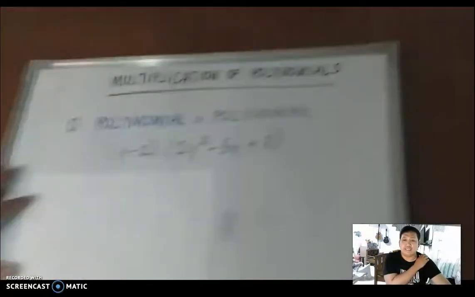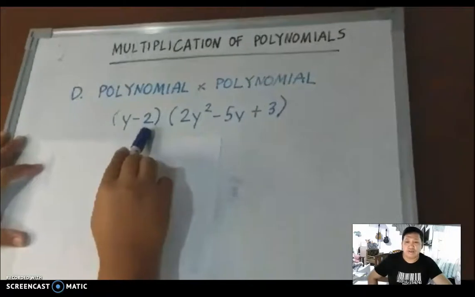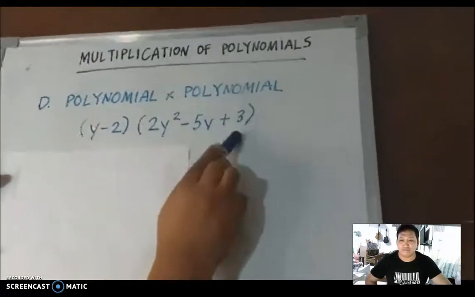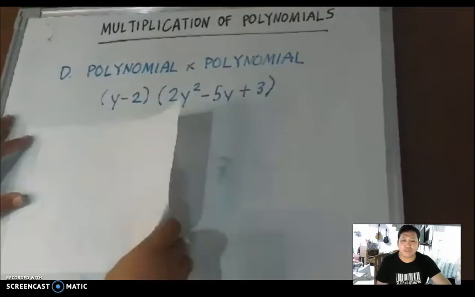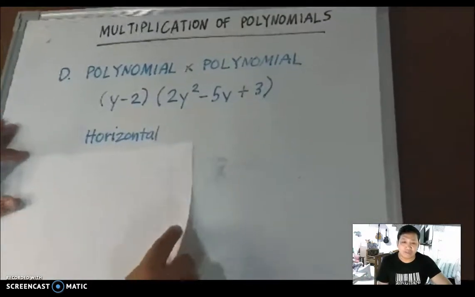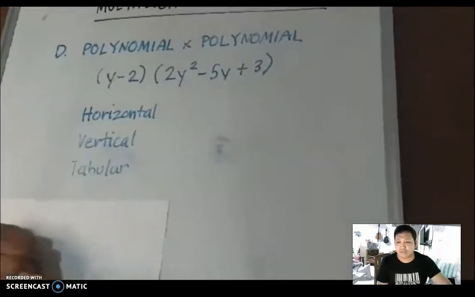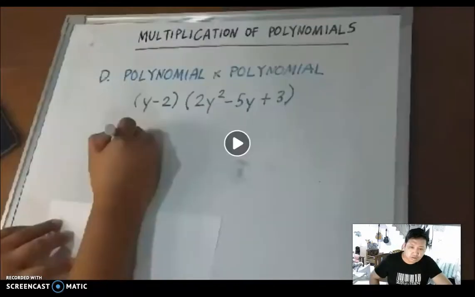And for the last, we have a polynomial multiplied by another polynomial. For example, we have y minus 2 times the quantity of 2y squared minus 5y plus 3. In this case, we have three options. It's either we will do the horizontal method, the vertical method, or the tabular method. For this video, we'll be doing the tabular method.